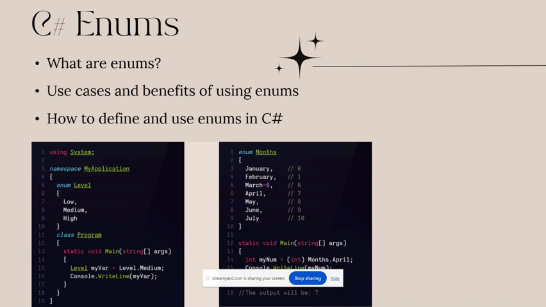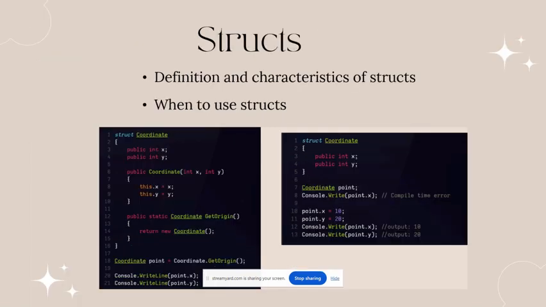Next, we will discuss enums, structs, and classes in C Sharp. These are some of the fundamental constructs in the language, each serving a specific purpose in organizing and managing data.